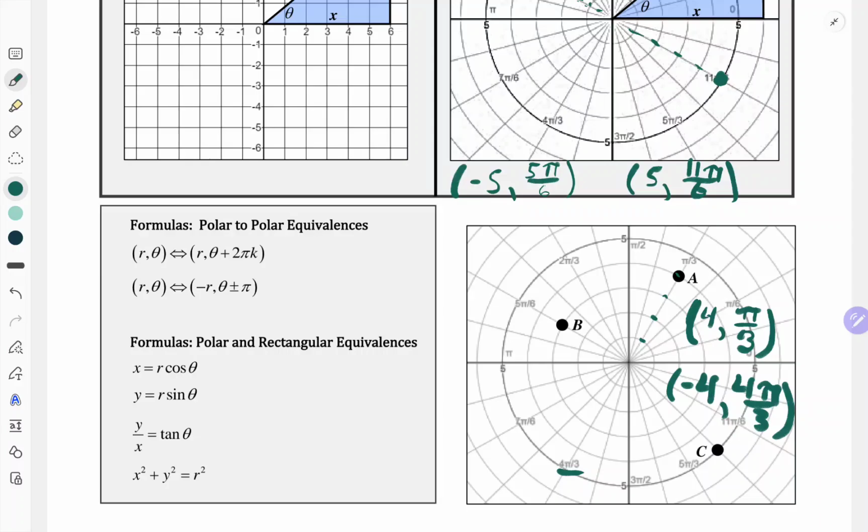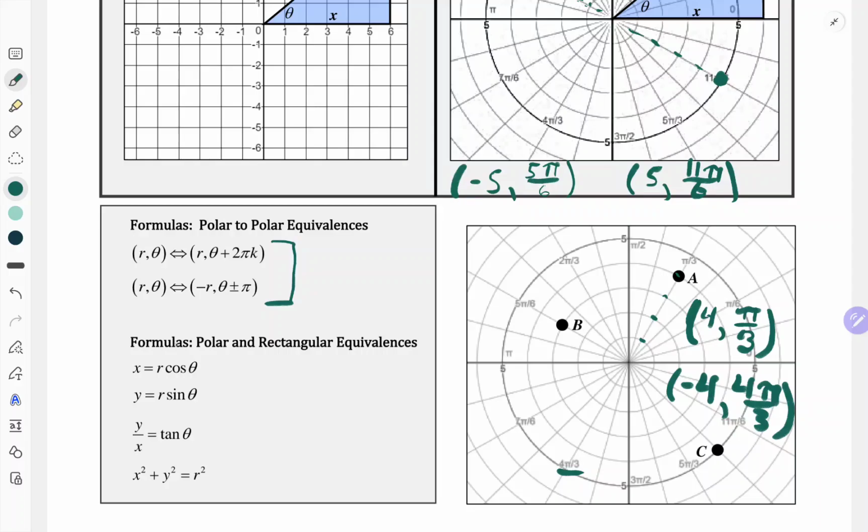Very often, because of this issue, when they're asking you to change things to polar coordinates or give a polar coordinate, they will say give the r as positive, give the theta as between 0 and 2 pi. So a lot of times they'll make that restriction just to narrow things down a bit. But in general, polar coordinates have lots of different names, and you can always use these things if you ever want to change from one polar name to another polar name.